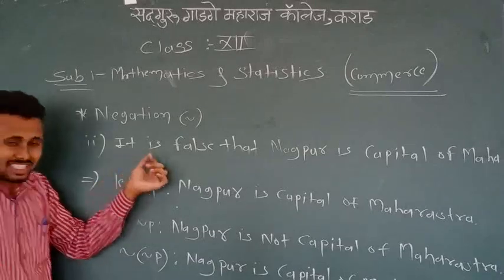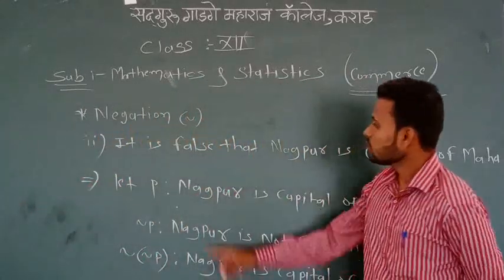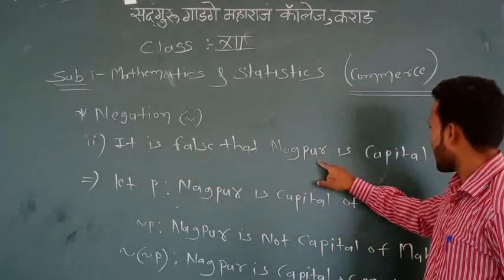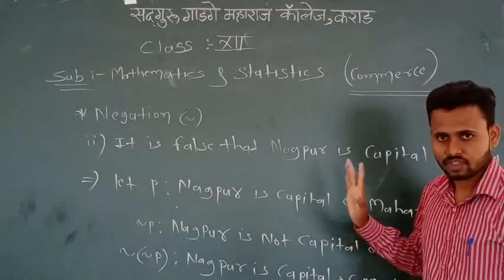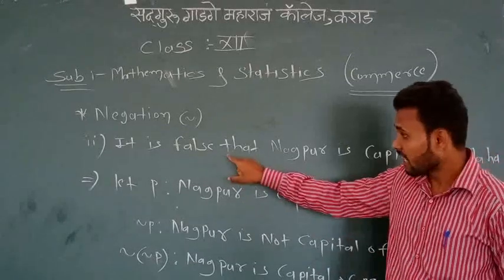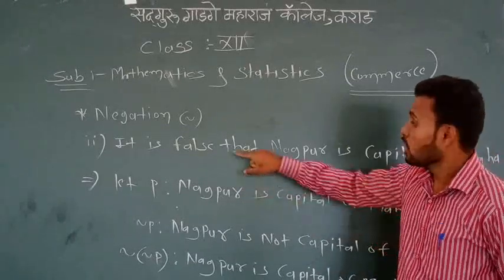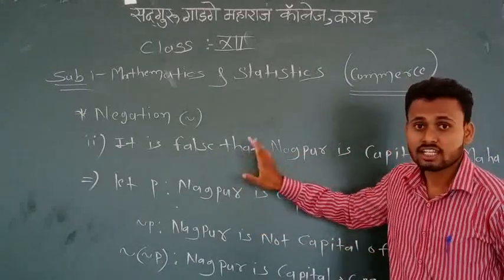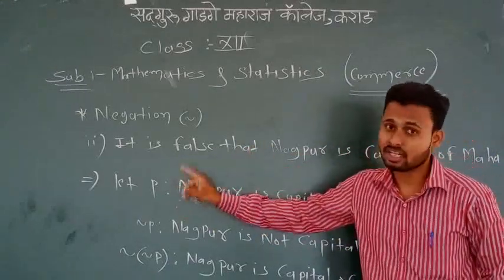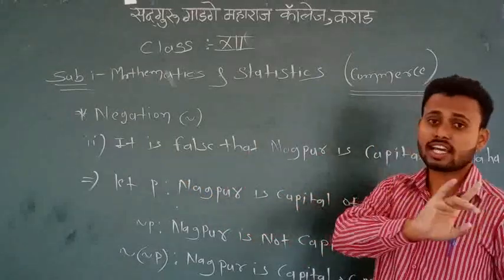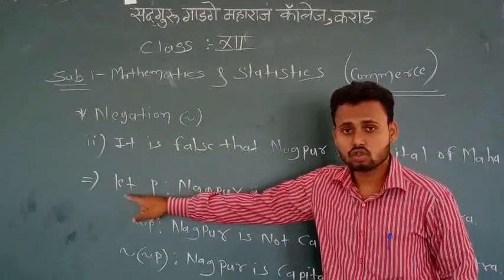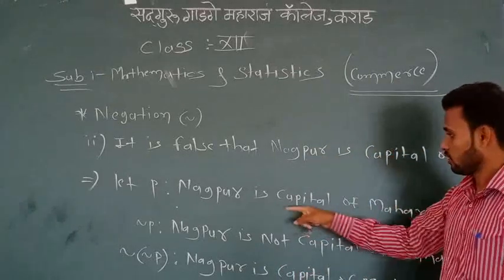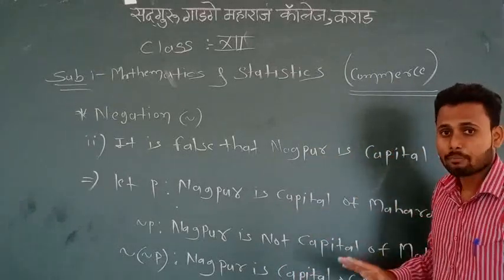Question काय होता. Write the negation of following statement. Statement what? It is false that Nagpur is capital of Maharashtra. We have to find the negation of that statement. But this statement already in negation. Therefore, we can't consider statement negation. Negation statement consider करता येत नाही. Therefore, इथे मी काय म्हटलं सोल्युशन मध्ये let P denotes Nagpur is capital of Maharashtra.